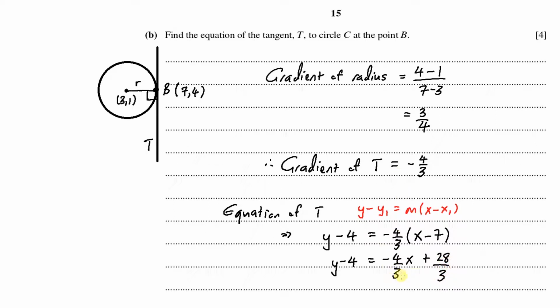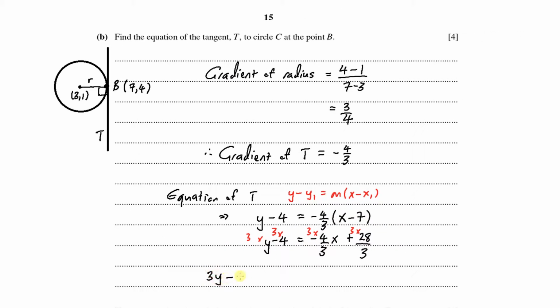So if I multiply all the terms by 3, so times 3 here, times 3, times 3, and times 3, I'll be having 3y minus 12 is equal to, cancel, minus 4x plus 28. And this translates to 3y plus 4x is equal to, and adding 28 plus 12, we get 40. It's equal to 40. And this becomes the equation of the tangent. So that's it for part B.